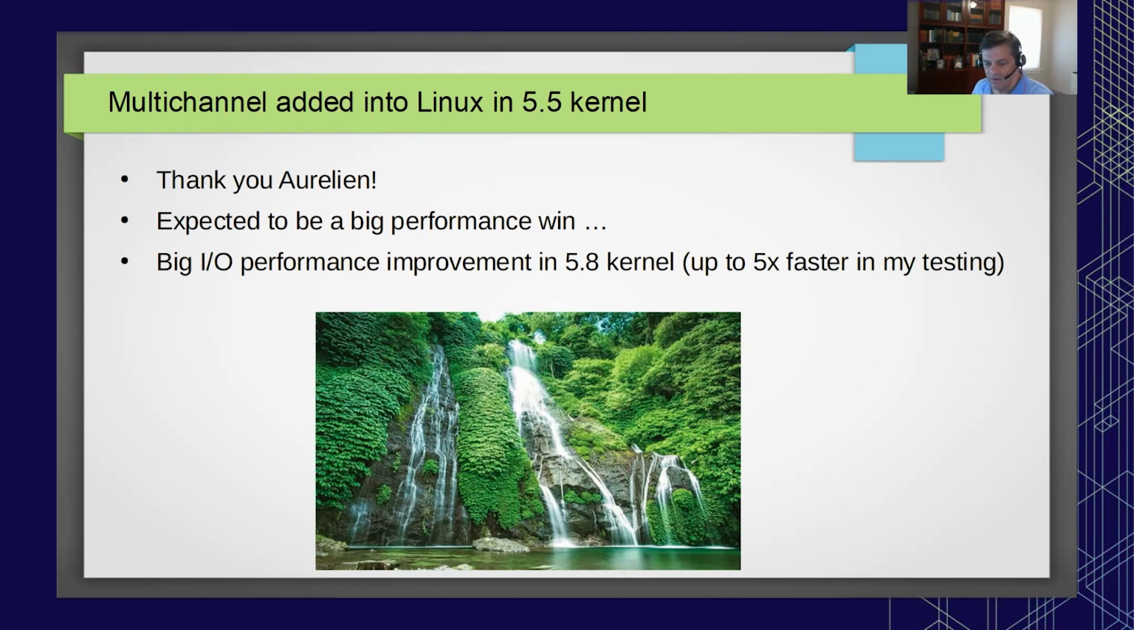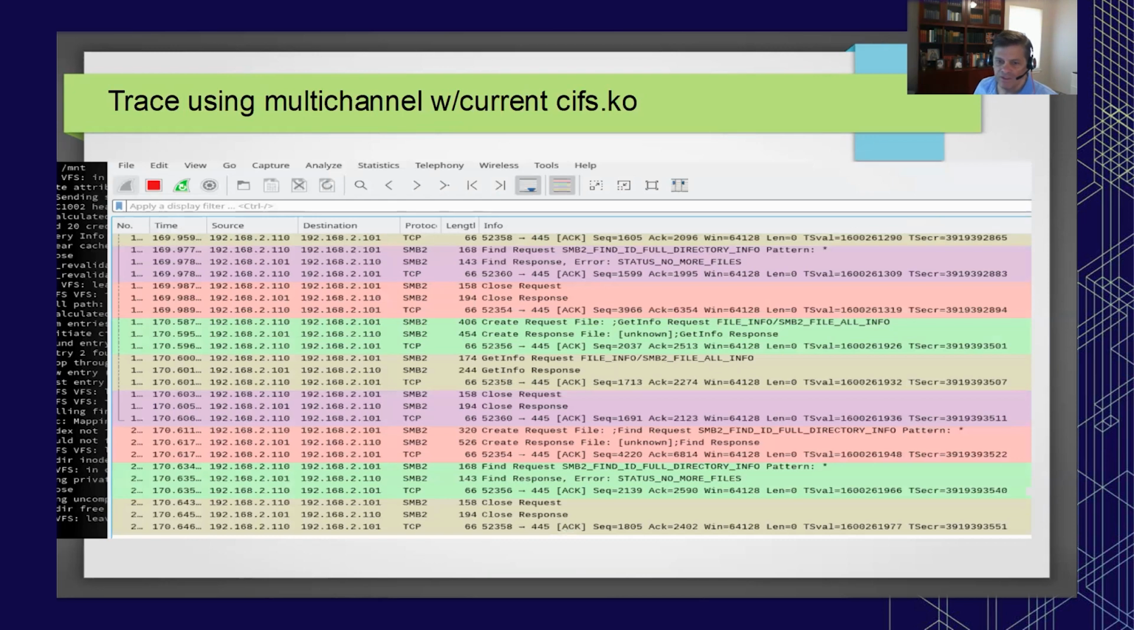The ability to parallelize I/O, not just on the wire, but also in how we process it on the client and server, has provided a significant performance advantage. Here's an example. You can see the different colors represent each channel that's being used. And you can see on this that these requests are being sent on different network adapters, and it's allowing much higher performance.